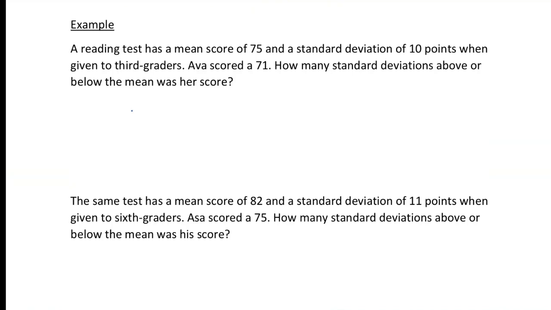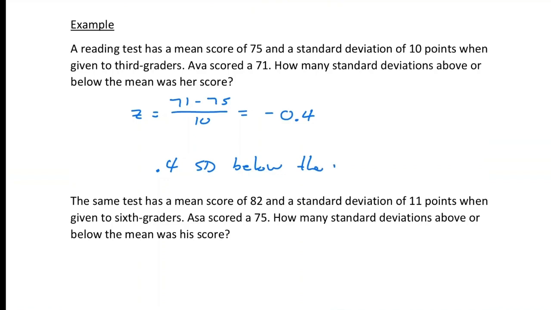Very simply, z is her score, 71, minus the mean of 75, divided by the standard deviation of 10, which gives us a value of negative 0.4. So what that means is that Ava's score is 0.4 standard deviations below the mean. That negative again means that we're below the mean. Positive would mean that we are above the mean. Okay.